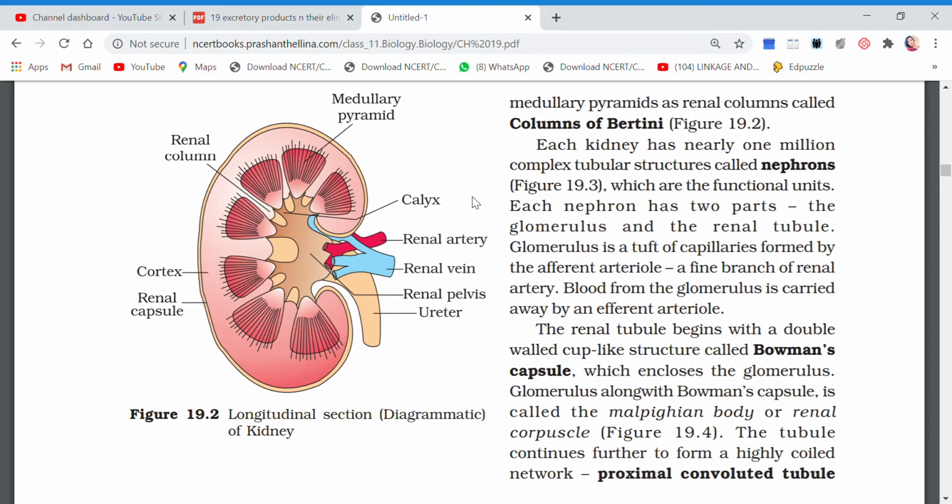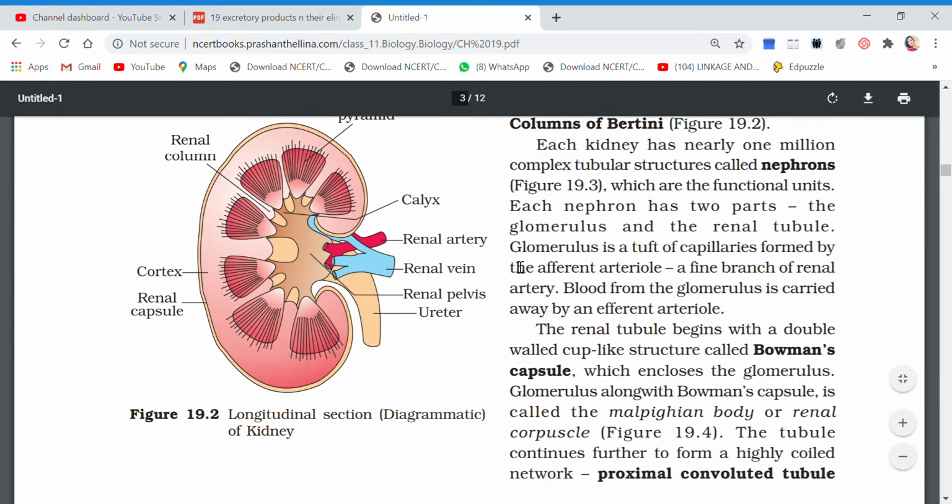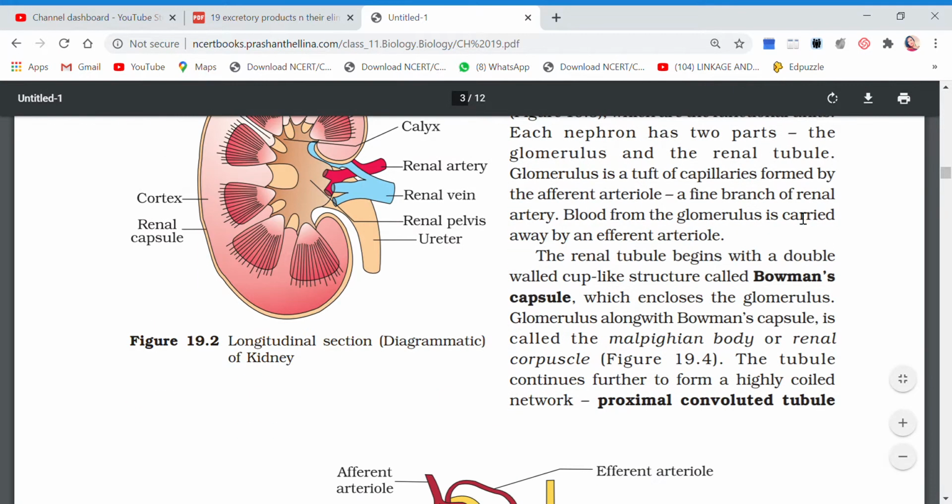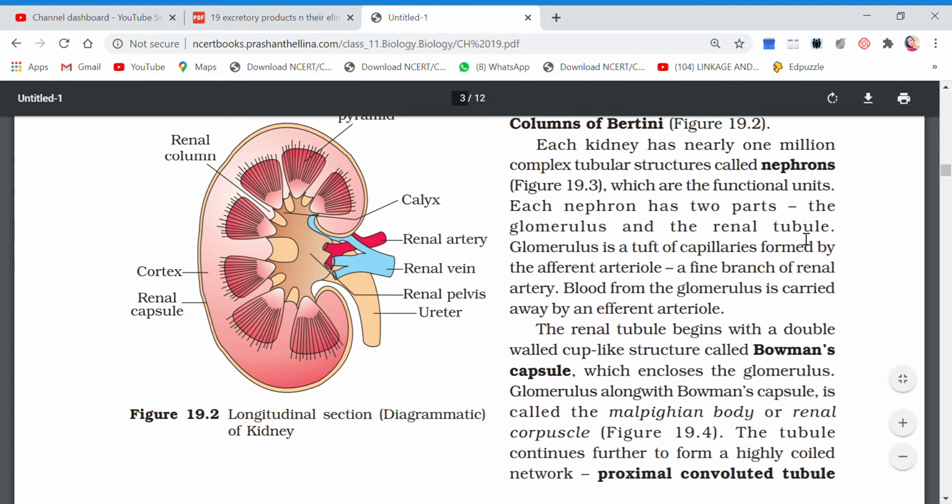Welcome back children with the next video, and in this video we are going to do the detailed structure of nephron, which is the functional unit of excretory system. So we are going to do the structure of nephron elaborately. Now, as in the previous video I told you that nephron has two main parts. One is the glomerulus and the other one is the renal tubule.